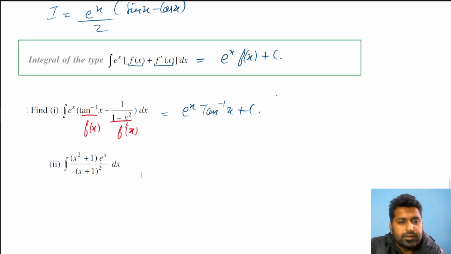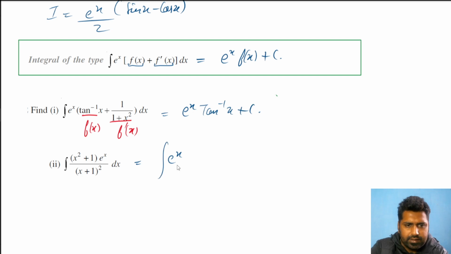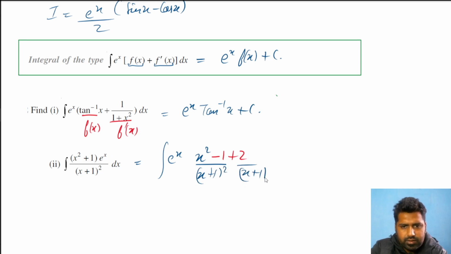Not every time you will get a spoon-fed question. Okay, this time e raised to power x is there, but look at this. I can't easily identify where is f(x), where is f dash x. Let's try to break it. E raised to power x integration. In order to break that, x square plus 1, but there is x plus 1 whole square. So what I'm going to do is one adjustment. I'm writing 1 as minus 1 plus 2. Okay, I can rewrite that, and I'm splitting like this, x plus 1 whole square upon x plus 1 whole square. You'll see why.